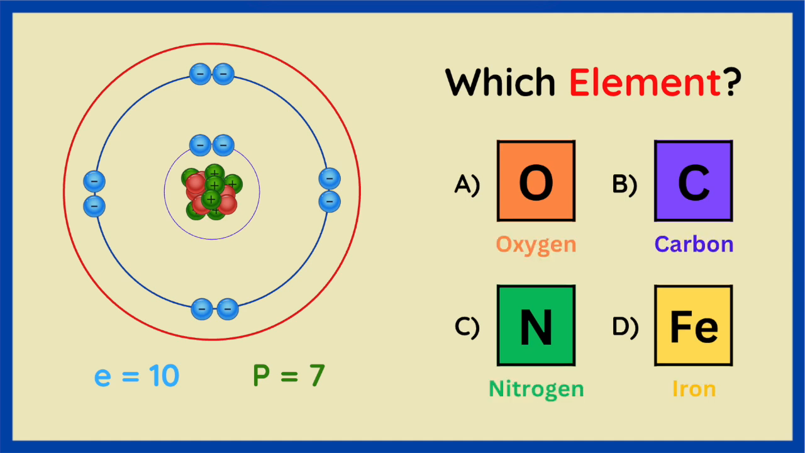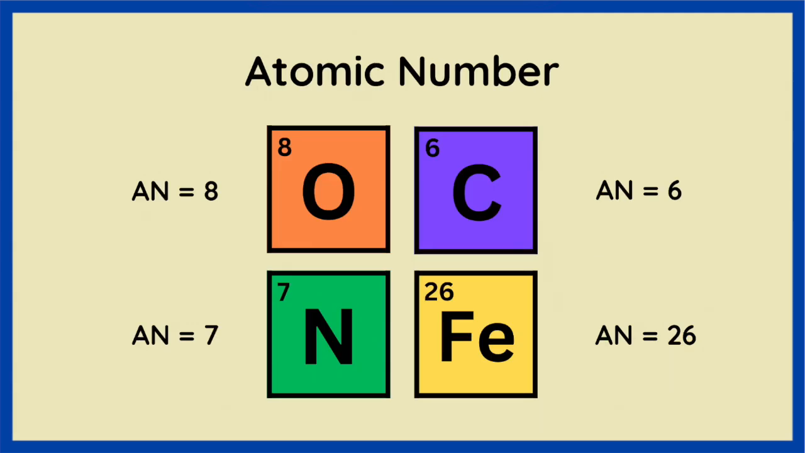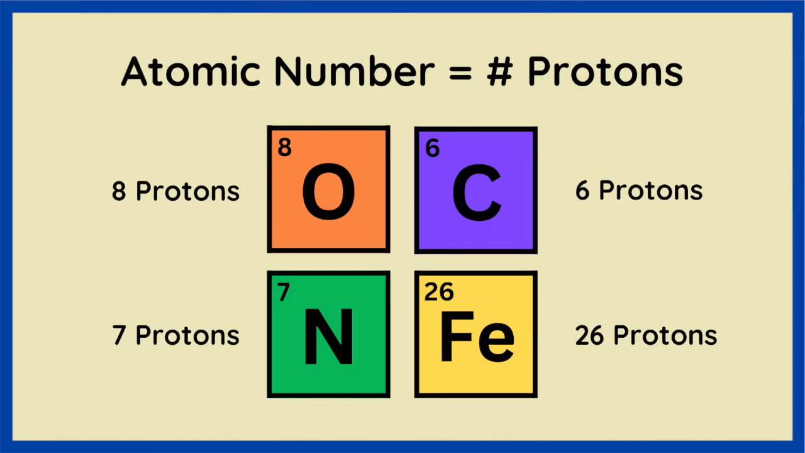Is it oxygen, carbon, nitrogen, or iron? Well, if you look at the periodic table, you'll see that there's a number in the corner of each elemental box. It's called the atomic number, and it's unique and distinguishing for each element. For example, oxygen's atomic number is 8. The great news is that atomic number is the exact same thing as proton number. So if iron, for instance, has an atomic number of 26, it therefore has 26 protons.